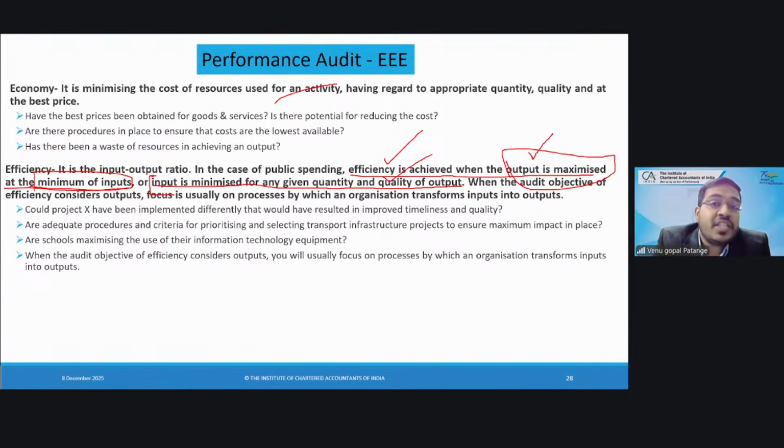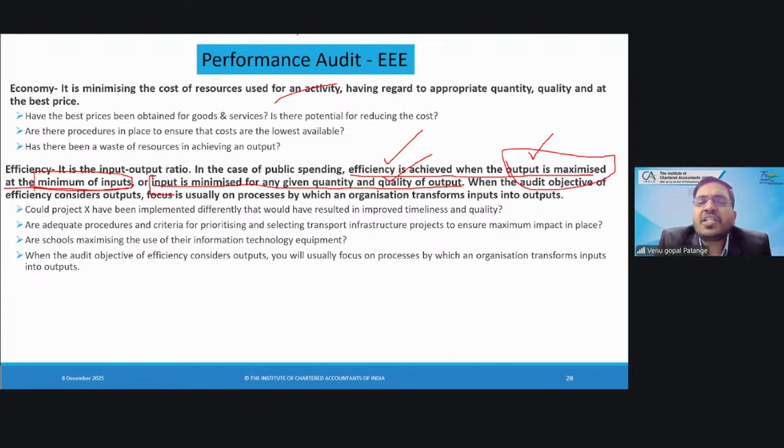What is inefficient in this case? Can anyone try, what is inefficient in this case? What is inefficient? Reverse case. You have increased your input, you send 6 doctors, you send 7 doctors. The output is same, but you have not minimized your input. You send more than the same number of doctors, the 4 doctors you needed.